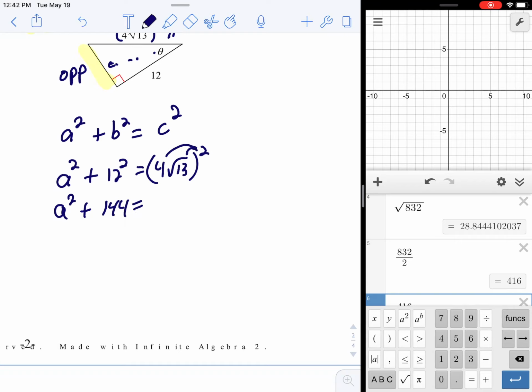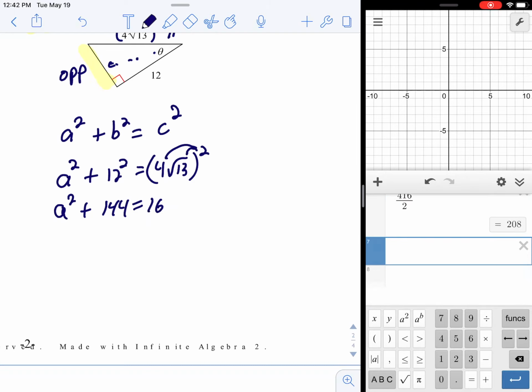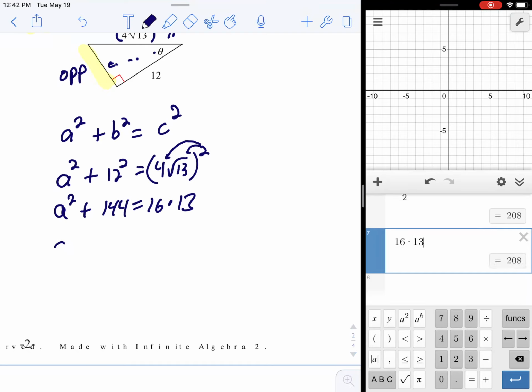Here I have to square both of those. So what's 4 squared? Well, 4 squared is 16. What about radical 13 squared? Remember, a square and a radical, or a square and a square root cancel out, so that's just 13. So I apply this here, I get 16. I apply it here, I get 13. Then I have to multiply 16 times 13. So I get a squared plus 144 equals 208.